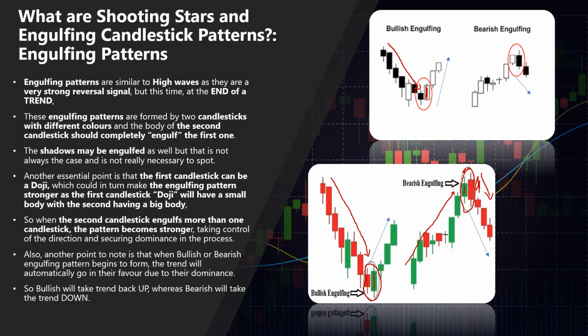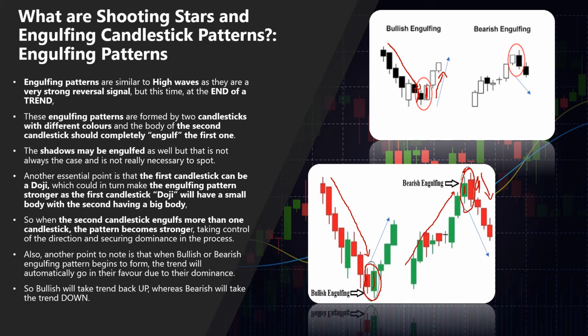Bull candle is bigger than the bear candle. Bear is black, bull candle is white. Then the trend changes from down to up.